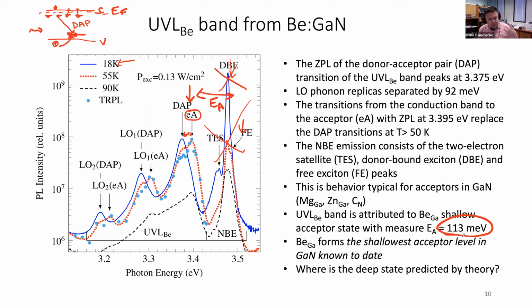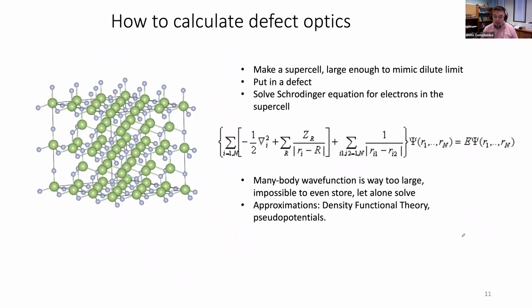So why don't the samples, if you dope them with beryllium, come out p-type then? What's the problem? That's question number one. Question number two: where is the deep state predicted by theory? What's up with that? Now, let's look at how we can explain this theoretically. I'm not going to talk a lot about this particular thing because all faculty know this, and students probably do too, but how do we calculate defects?